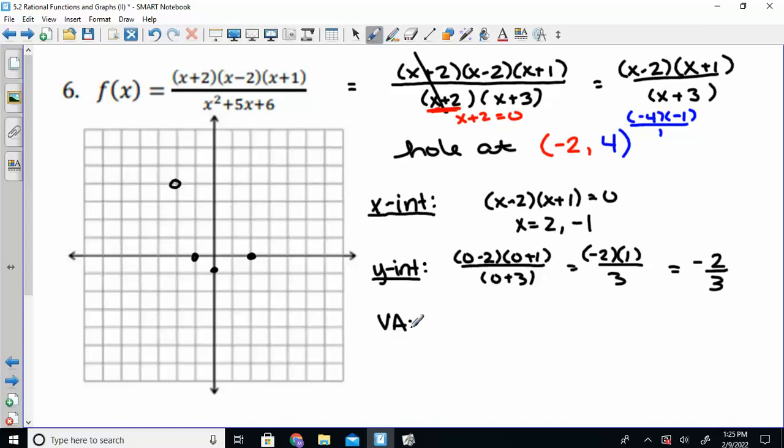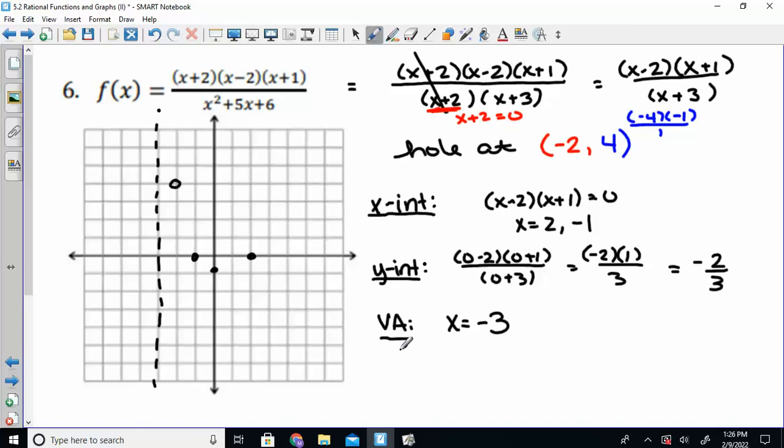Then we go into the asymptotes. So vertical asymptote is x equals whatever makes the bottom 0. So that would be -3. Vertical is up and down. We draw the asymptotes as dashed lines.